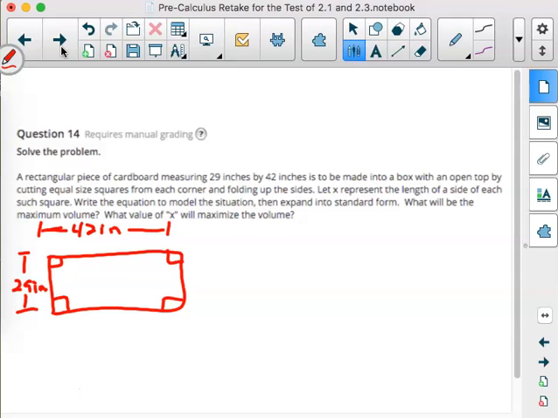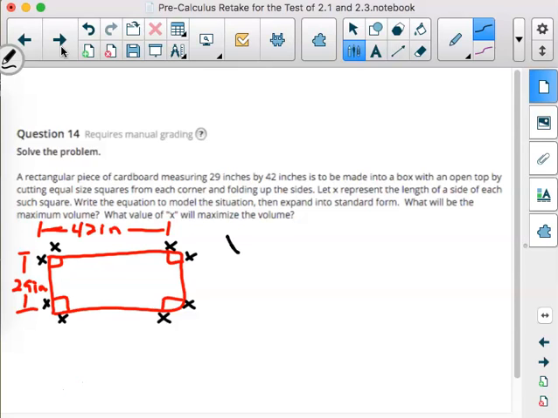A rectangular piece of cardboard measuring 29 inches by 42 inches is to be made into a box with an open top by cutting equal size squares from each corner and folding up the sides. Let X represent the length of the side of each of those little squares. Okay, put that on there. So there it is. For what value of X will the volume be maximized?